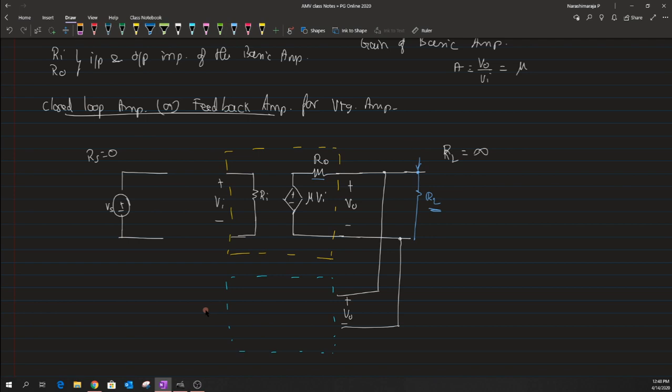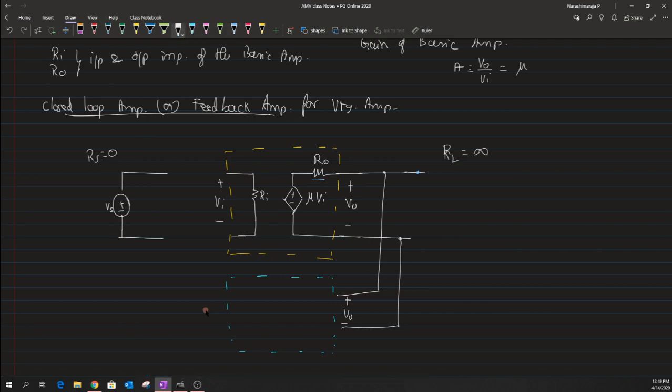Since in this case we are going to discuss the non-ideal model of the source signal as well as the load, I am just going to assume that this load has infinite impedance, such that I can bring out this V naught as it is to the output. Yeah. So now let me try to finish this circuit of the feedback network.